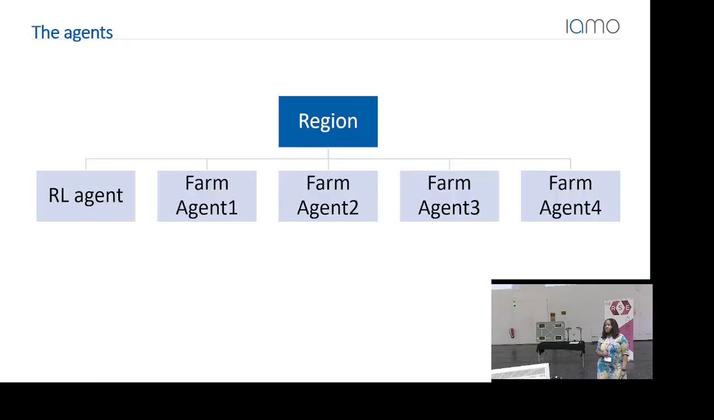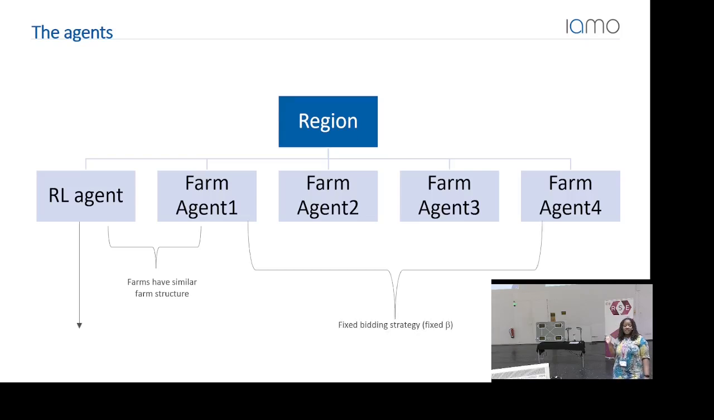So we initialize it with a small region with 7 farms, and one farm is the reinforcement agent, while the other farms are normal farms like you would have in AgriPoliS. These 2 farms, farm agent 1 and the reinforcement learning agent, have a similar structure for us to be able to compare them, while the others have different structures. The normal farm agents use the fixed bidding coefficient of 0.5, while the reinforcement learning agent plays around with the bidding coefficient to find out a mix.